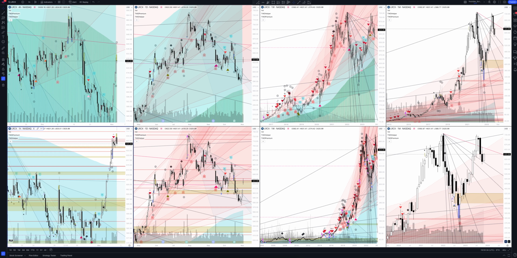Today we will take a look at Lam Research stock. Let's analyze the market situation and find out how you can make money on it. Let's start.